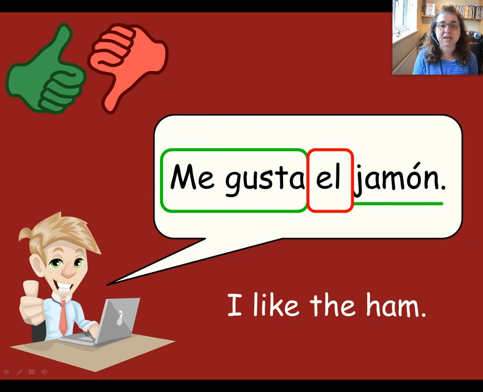In Spanish, though, we need to have the word for the in front of all of our foods and all of our drinks if we're saying that we like or don't like them. Now, the word for the is also called the definite article. So we need to just have a recap of our definite articles and looking at which one goes with which of our foods and drinks.